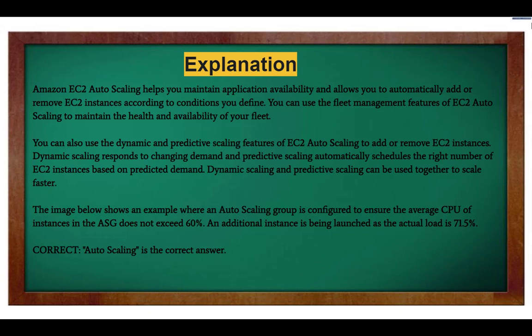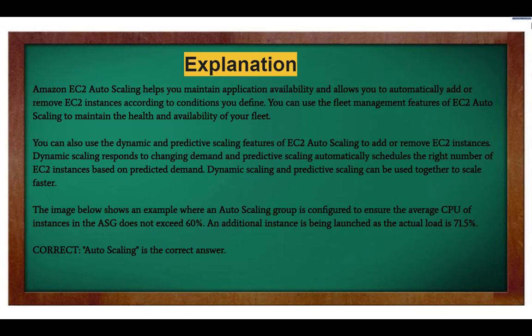You can also use the dynamic and predictive scaling features of EC2 auto-scaling to add or remove EC2 instances. Dynamic scaling responds to changing demand, and predictive scaling automatically schedules the right number of EC2 instances based on predicted demand. Dynamic scaling and predictive scaling can be used together to scale faster.